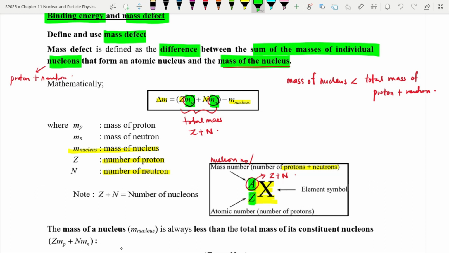Z represent the number of proton lah. Ataupun nama lain dia adalah atomic number. Tapi, senang kita ingat Z sebagai number of proton. Di bawah adalah number of proton. Di atas adalah number of nucleon which consists of Z plus N.